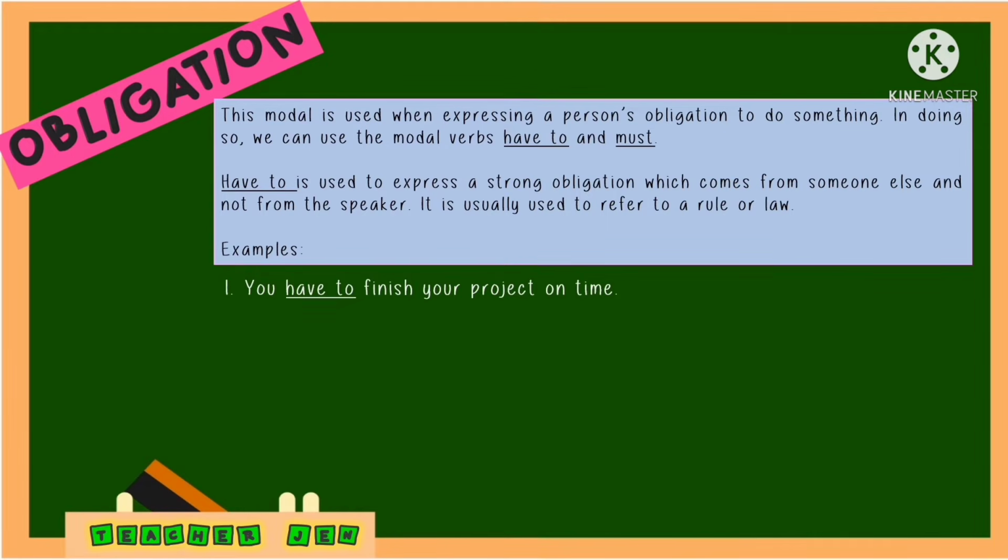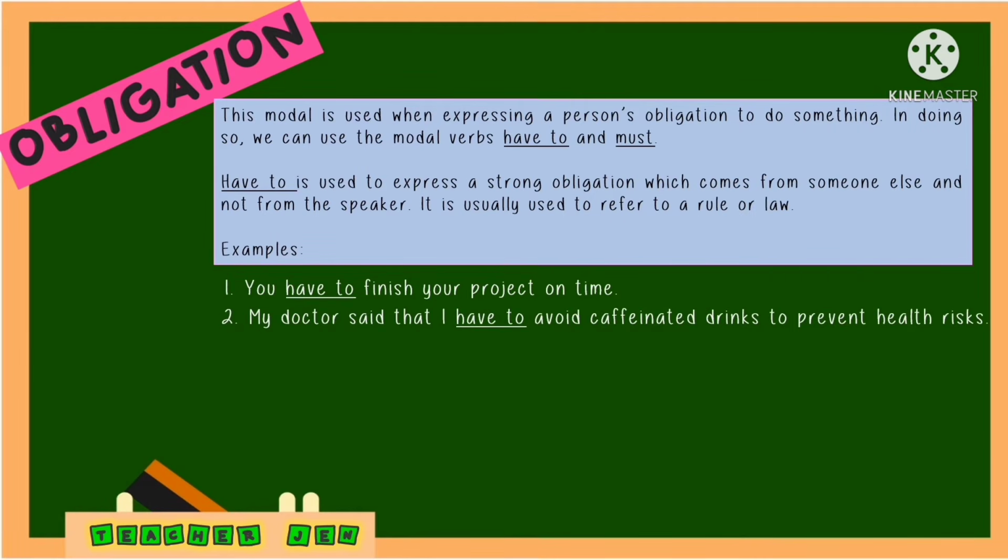You have to finish your project on time. This shows an obligatory statement that someone is required to do what is expected of him. In this given example, the subject of have to, which is you, is obliged or forced to act by an external power, for example, a teacher or other school authority. Next example.